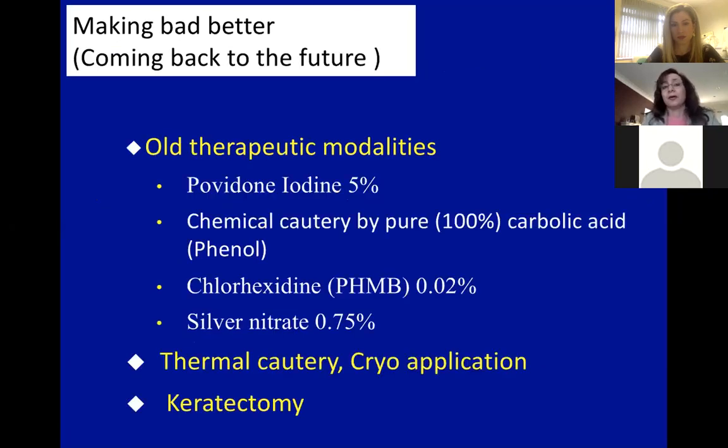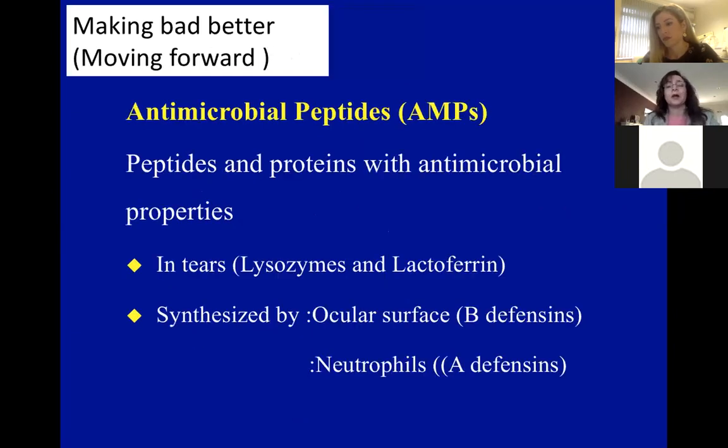And if nothing works, then remember there are all these old therapeutic modalities such as povidone iodine, chemical cautery, or silver nitrate. We hardly use these now, but in areas where your antimicrobials are not available, then these are also good therapeutic options. People have used thermal cautery or cryo applications, or done keratectomy, especially as I told you, like that patient with shield ulcer. The future is in antimicrobial peptides.